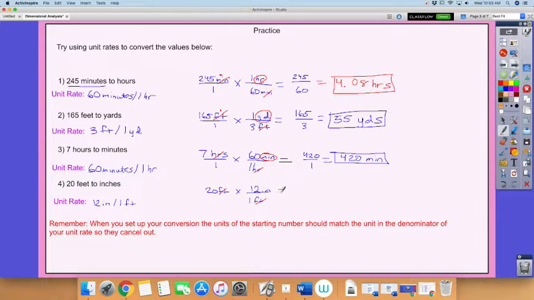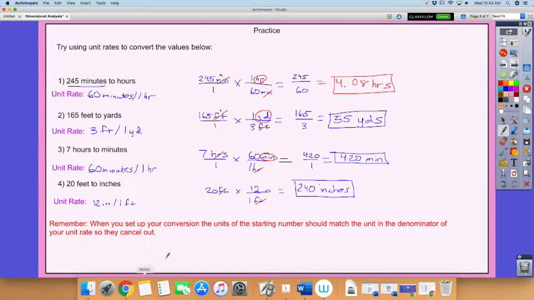So we multiply straight across. 20 times 12, well, I know 2 times 12 is 24. Add in that 0, that's 240. And the only unit we're left with is inches. So our answer is 240 inches.